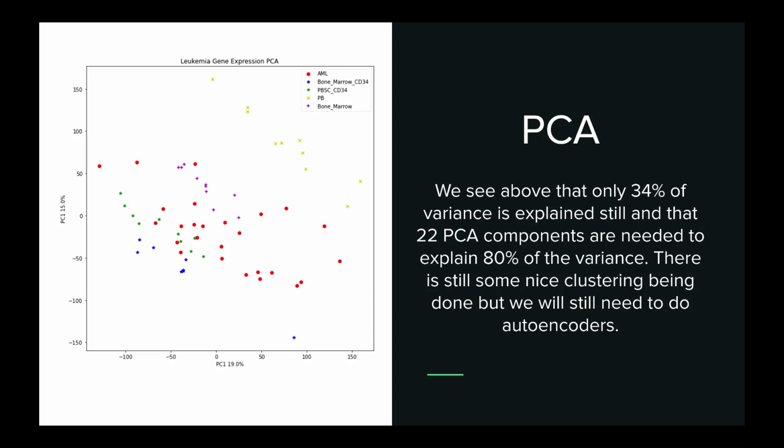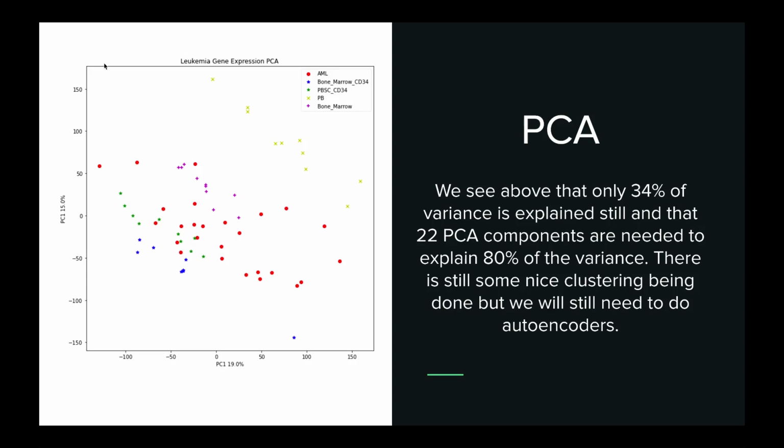However, only 34% of the variance is explained, and I actually did calculate how many PCA components are needed to explain 80% of the variance, which is the usual threshold, and it's 22 components. There is still some nice clustering, or grouping, I guess, that's being done, but I did think it would be best to do autoencoders just to explain that variance a little bit better.